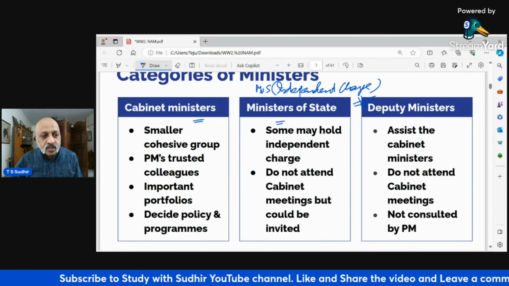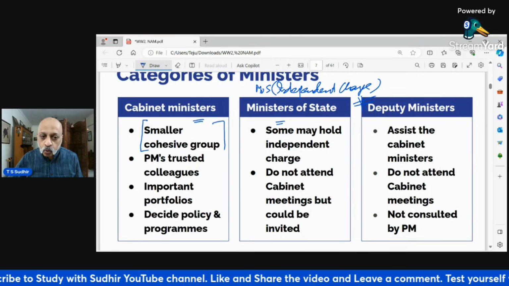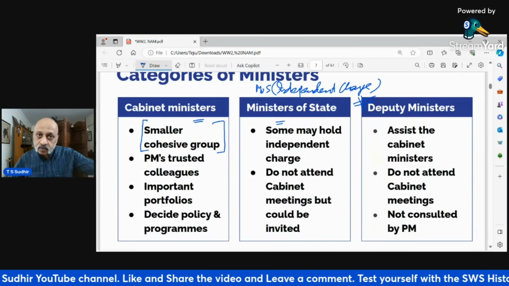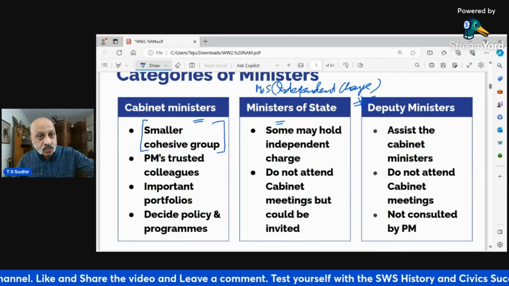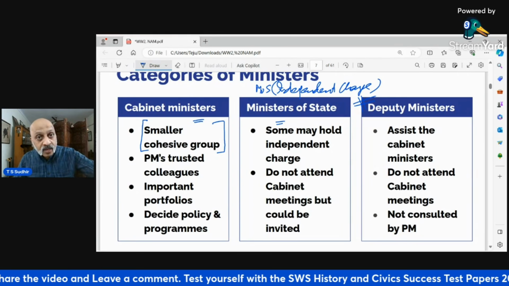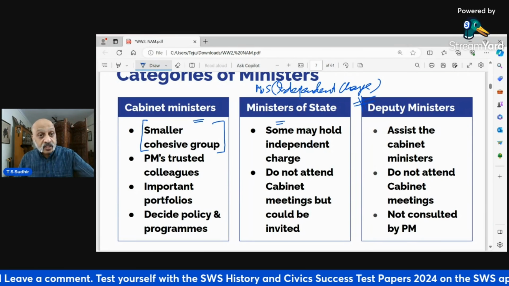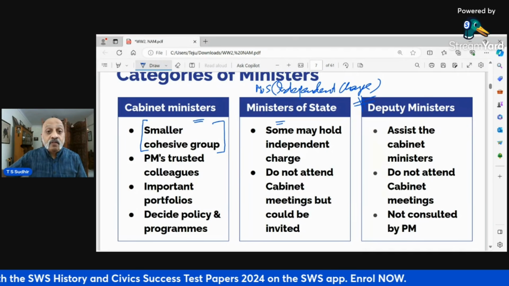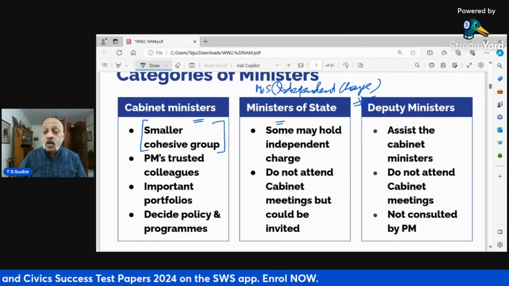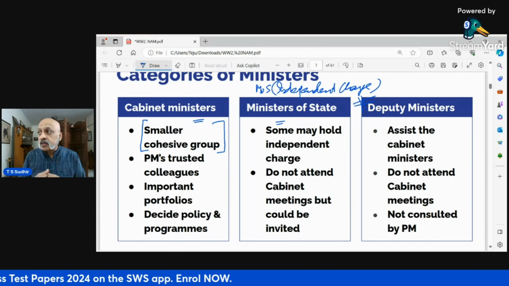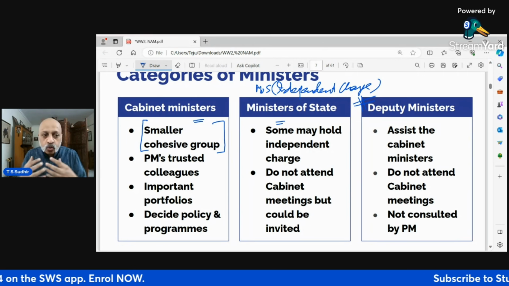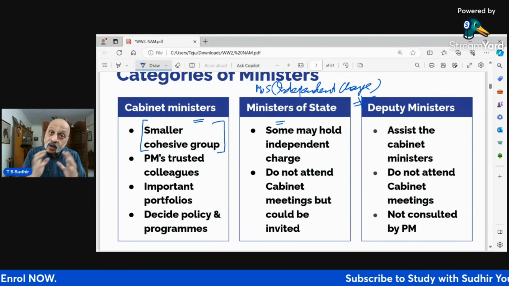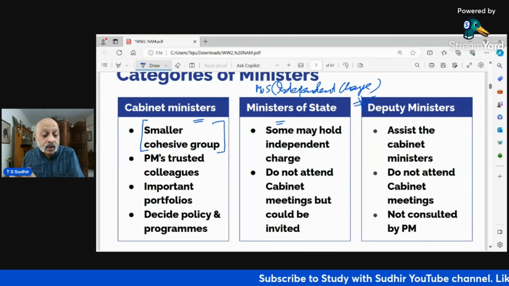The cabinet ministers are a smaller cohesive group. You have Home Minister Amit Shah, Foreign Minister Jaishankar, Finance Minister Nirmala Sitharaman, Defense Minister Rajnath Singh. You will have Industries Minister Piyush Goyal, Railways Minister Ashwini Vaishnaw, and Transport Minister Nitin Gadkari. You will have these ministers who are a smaller cohesive group, the trusted colleagues of the Prime Minister.